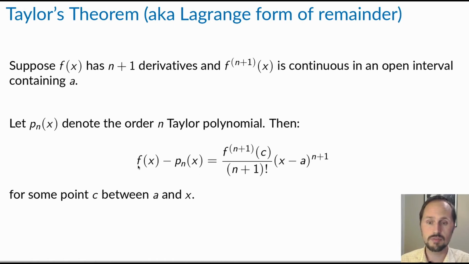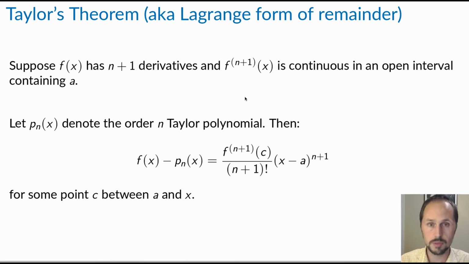In general, if I look at f of x minus its nth order Taylor polynomial, I'm going to have a term that looks like the n plus first derivative of my function evaluated at some point between x and a, and then I get x minus a to the power n plus 1 divided by n plus 1 factorial. So that looks like the mean value theorem, but taken up a level to higher derivatives.